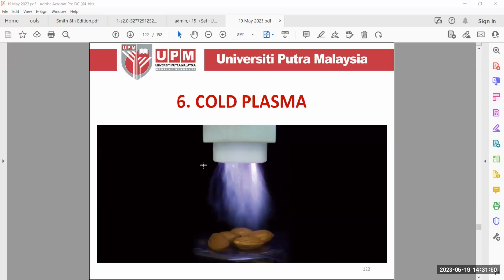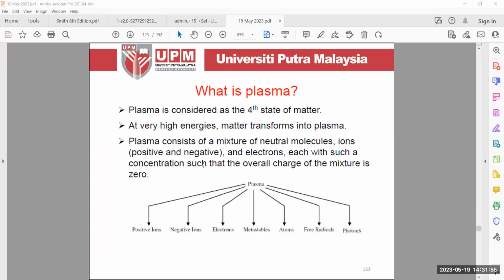Okay, move on to the cold plasma. This is a bit of newer technology that has not been relatively used, even in industry, and it is only at the fundamental level at the moment. So plasma is considered the fourth state of matter. At a very high energy, matter is transformed into plasma. So plasma consists of a mixture of neutral molecules, ions, positive and negative, and electrons, each with such a concentration that the overall charge of the mixture is zero. So plasma has all of these molecules inside, okay, such that the overall charge of the mixture is zero.